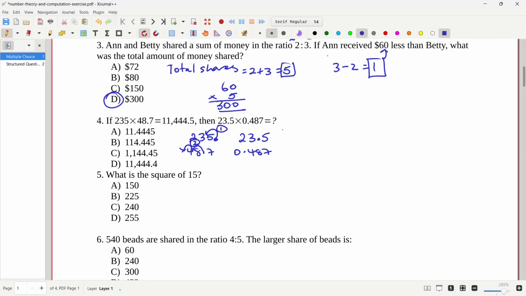That means a total of 3 places need to be moved in the answer, and the 3 places is to the left. So 11444.5, moving 3 places to the left, 1, 2, 3, and we're looking for any answer that's equivalent to 11.4445, and that answer is A.